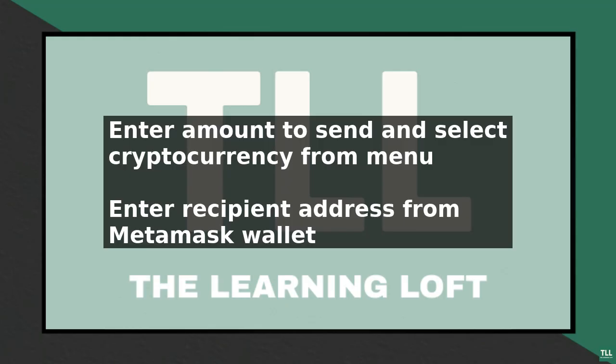Once you have your MetaMask wallet address, copy and paste it into the recipient address field on Coinbase. Double-check that the address is correct, as sending crypto to the wrong address can result in loss of funds. Once you have confirmed the address, click Send and wait for the transaction to be processed. This can take a few minutes depending on the network congestion.